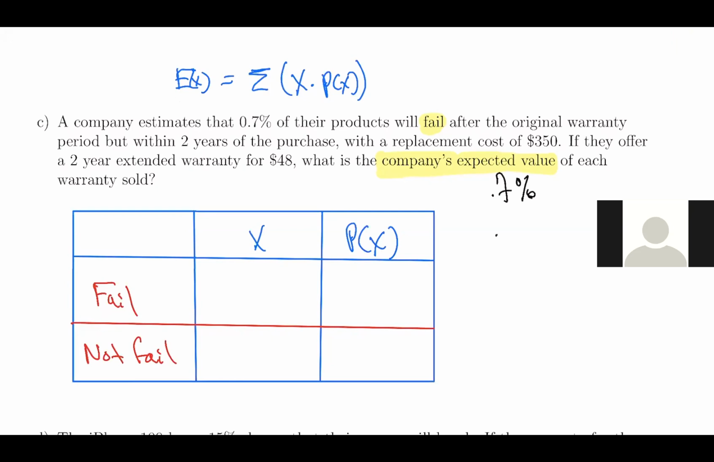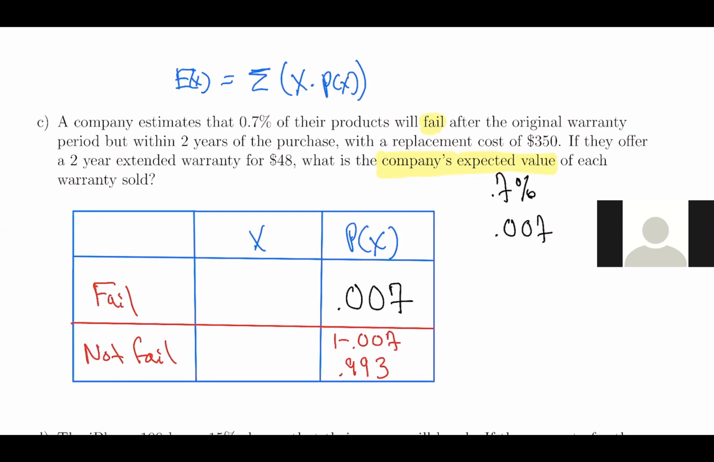So that means it should be 0.007. So the probability that it will fail is 0.007. That's the probability that the product will fail. If you want to find the probability that it doesn't fail, you do 1 minus 0.007, and you get 0.993. Any questions so far? I got 0.007 and 0.993.